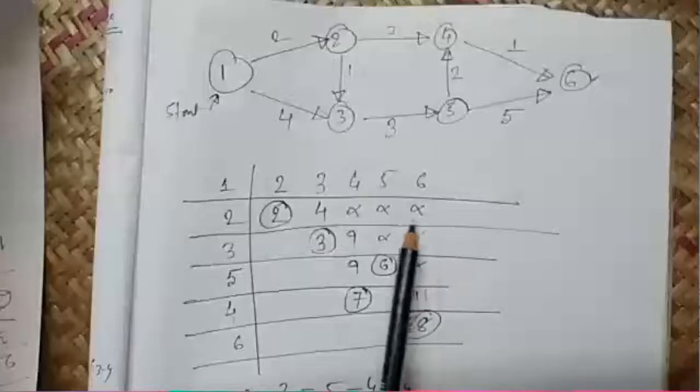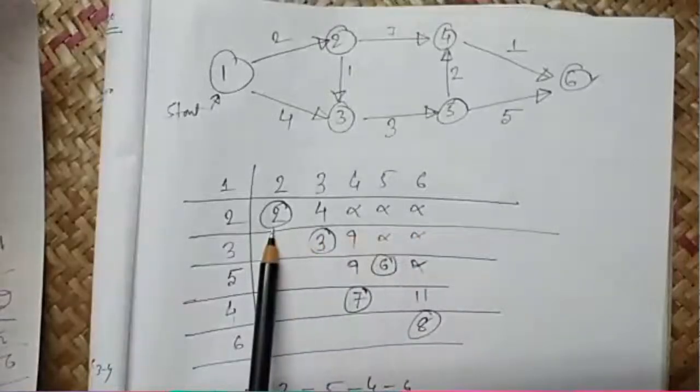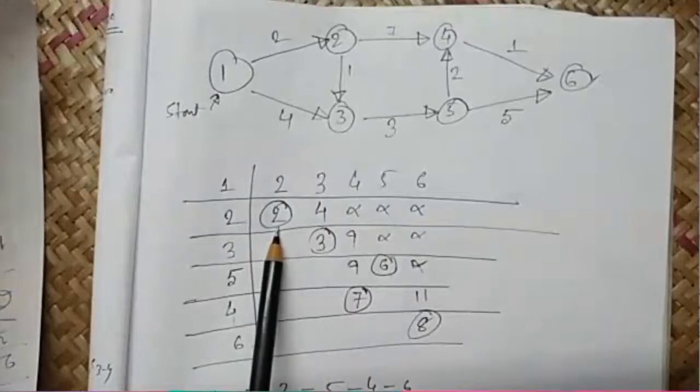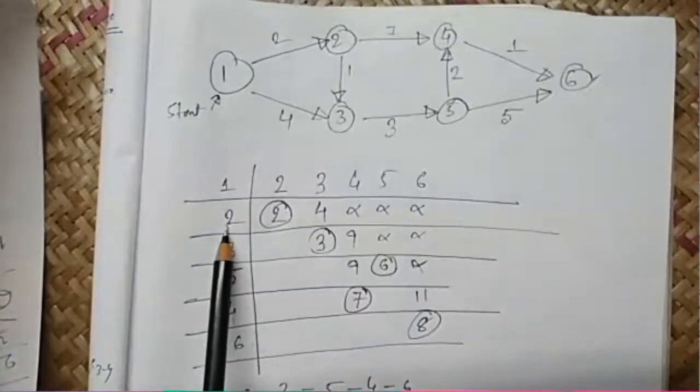Among this row, 2 is the minimum, so 2 is selected and 2 is taken out.